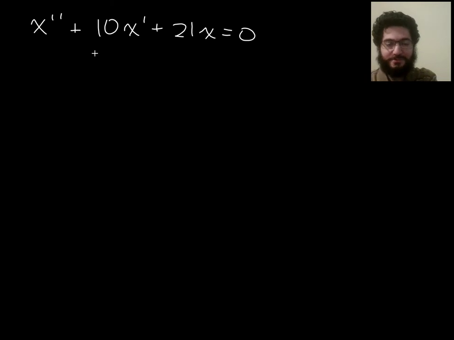Time for an example. So here is a particular second-order linear homogeneous differential equation with constant coefficients. And the constant coefficients are 1, 10, and 21. I chose this example because I know beforehand that it's going to end up in case 1 of the 3 cases. And I want to demonstrate case 1, which is the only one we've really discussed so far. So the goal is to write a general solution.